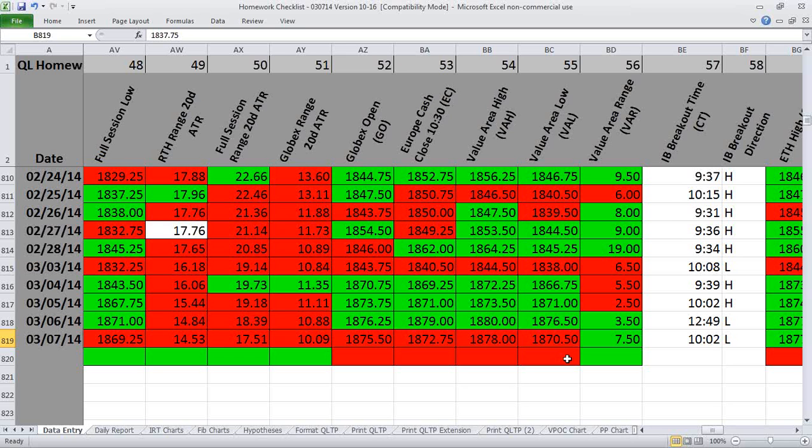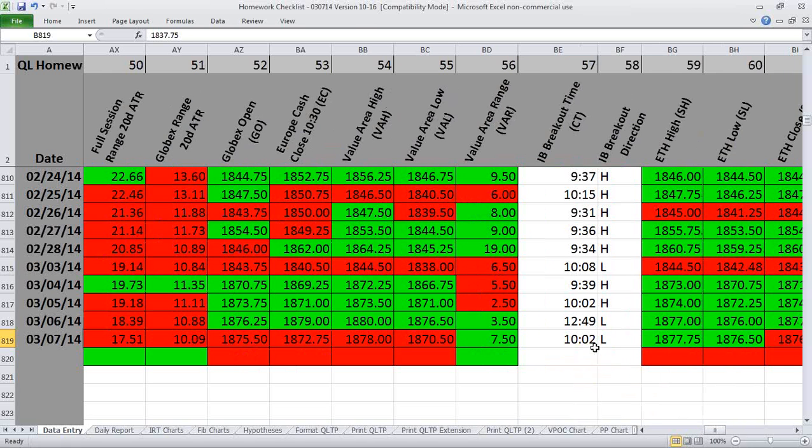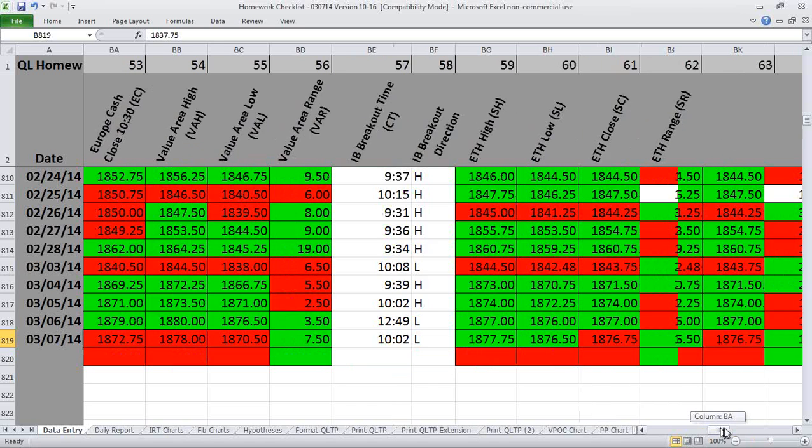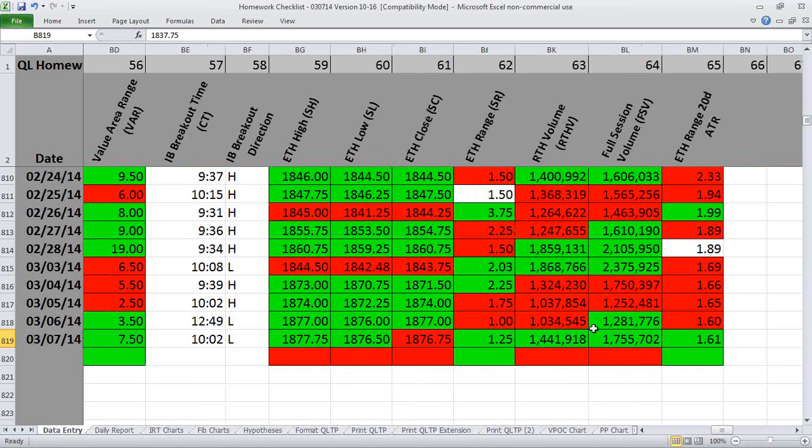Remember, we've got that 71.75. That is the microcomposite VPOC, the two-day microcomposite VPOC. Broke the IB to the low side at 10:02, just outside of the second pocket there. And again, we're seeing slightly higher than normal volume.